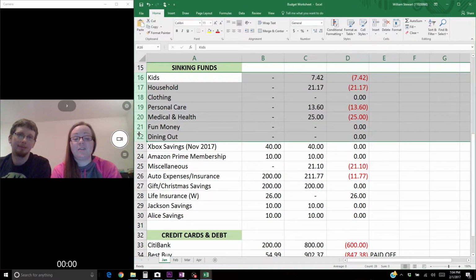Personal care, $13.60. That was the vitamins. Medical and health was also mentioned in the previous mid-month check-in. $25 was a copay that Alice had for an eye exam that she needed for school. Did not budget for that. Fun money and dining out, I'm glad to say we spent nothing. So, yay.